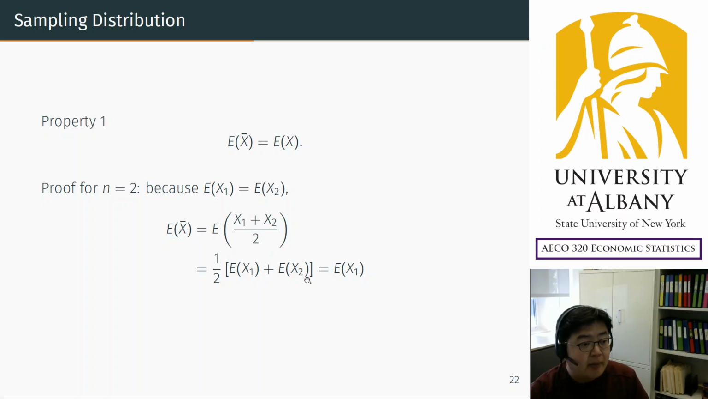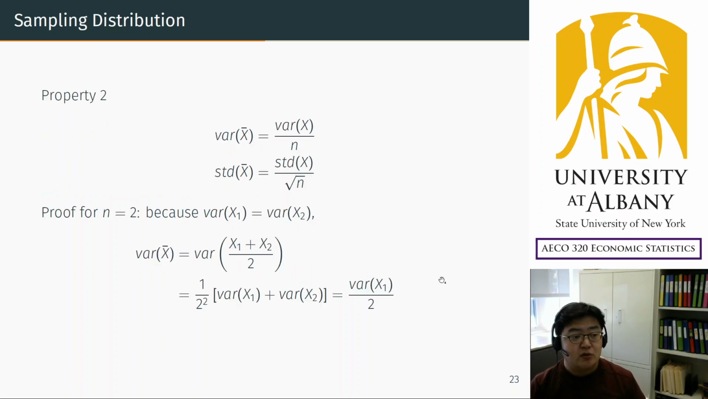And then by the linearity of the expectation, you can rewrite, and the 1 over 2 can move out of the expectation, and the expectation applies to each of the variables. Then you will get, in the end, they are the same thing added and then divided. So only one remains.